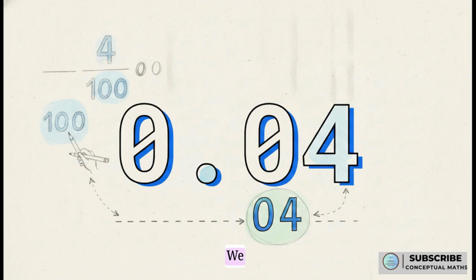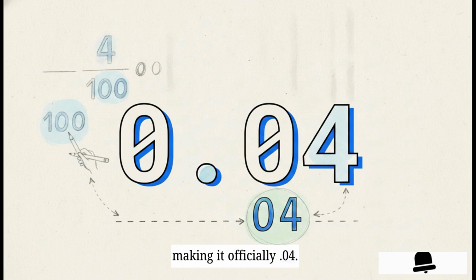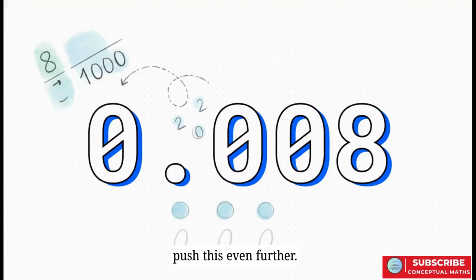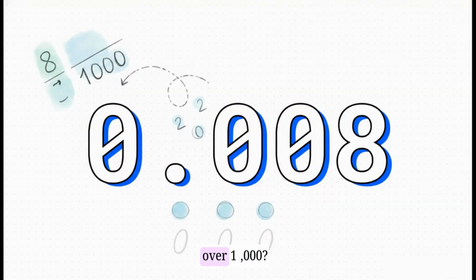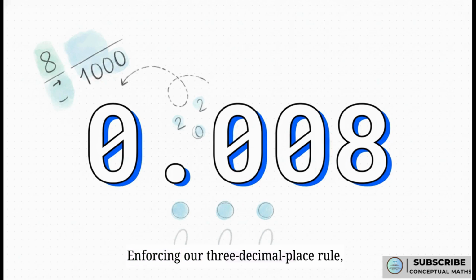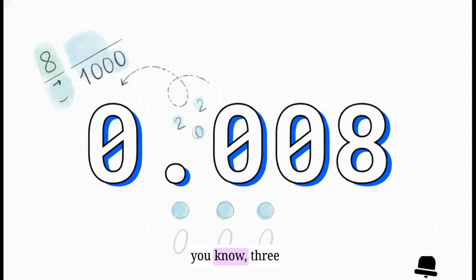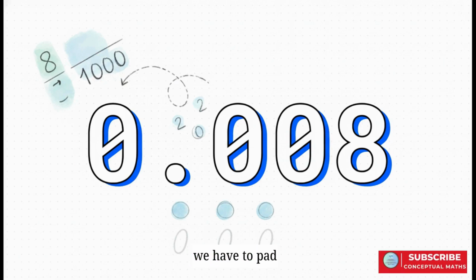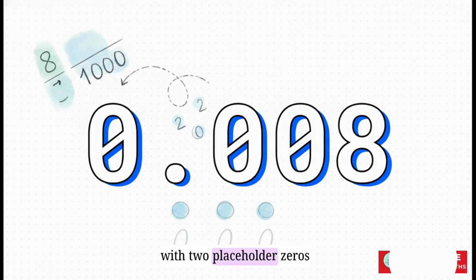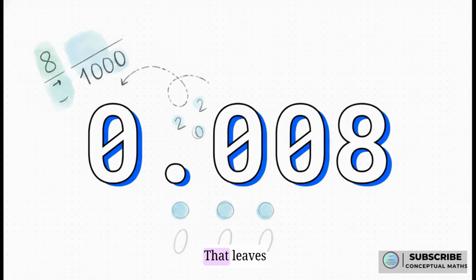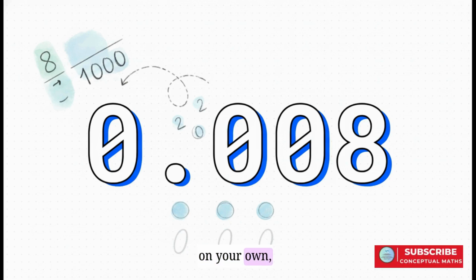So what do we do? We drop in a placeholder 0 right in the front, making it officially 0.04. Let's push this even further. What about 8 over 1,000? Enforcing our 3 decimal place rule, because there are 3 zeros in 1,000, we have to pad that number 8 with 2 placeholder zeros in front of it. That leaves us with 0.008. If you caught that on your own, you've completely mastered this rule.